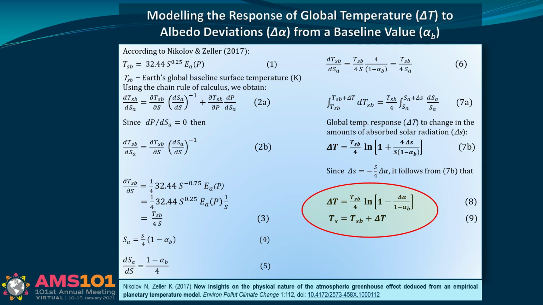Equation 9 describes the planet's mean annual global average temperature as a summation of the baseline temperature, T sub SB, and an albedo-controlled anomaly, delta T.